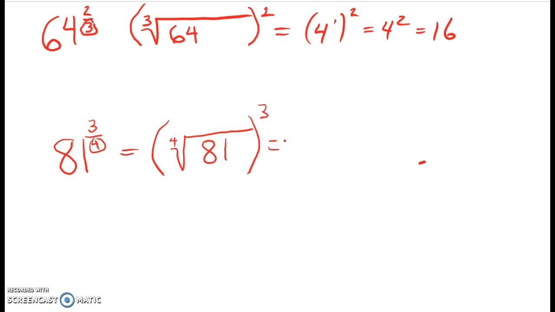So what times itself is equal to 81? 3 times 3 is 9. 9 times 3 is 27. 27 times 3 is 81. So the fourth root of 81 is 3. And now we're raising 3 to the third power. 3 to the third power is 3 times 3 times 3, which is 27.